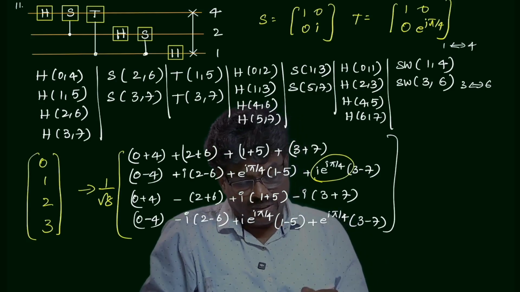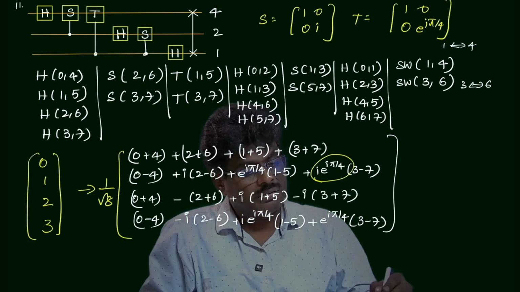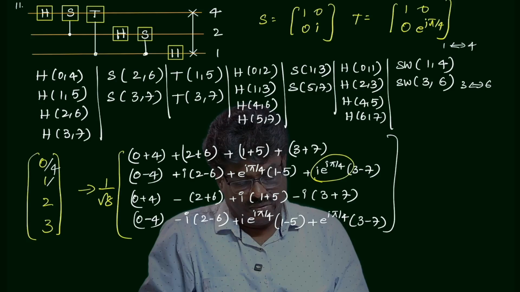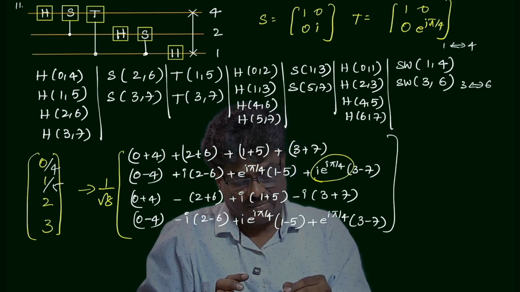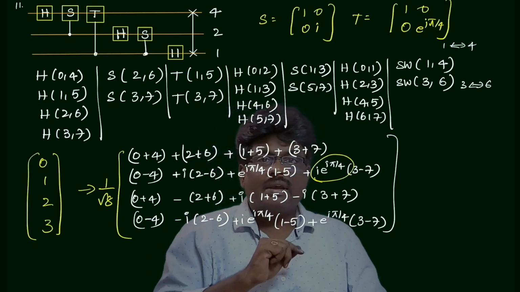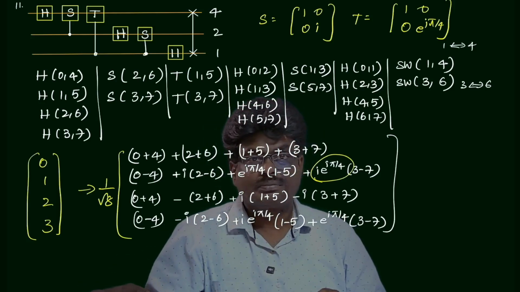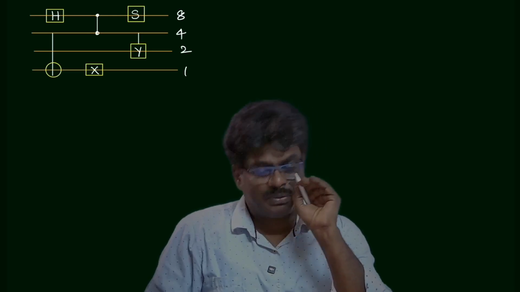And the next one, if you want to take 4 5 6 7, then you have to simply change the signs. I hope you know that. Okay, thank you. So this is also easy, you can do it. So 4 qubit states are there, but no issue, you can do it.